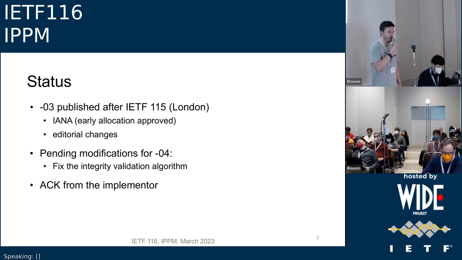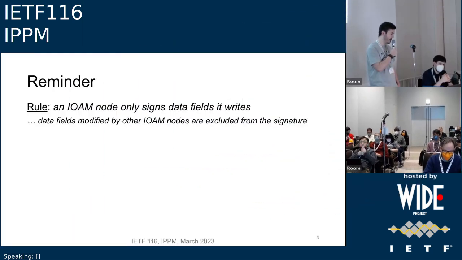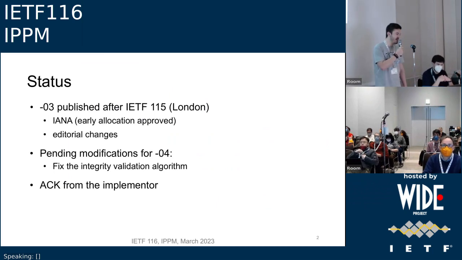About the status, we just published version 3 right after the IETF in London, which mainly includes some editorial changes and also a fix to the IANA section that was required for the early allocation, which, by the way, was approved. We also have some pending modifications for our next release that we will publish right after this IETF. The main change is a quick fix on the integrity algorithm. And the good news is that we received the ACK, not so fast. We received the ACK from the implementer, finally. This is still at the early stage from a results point of view, but it looks quite promising.